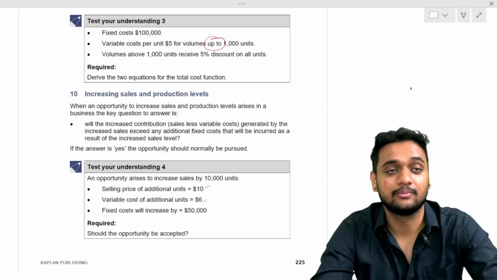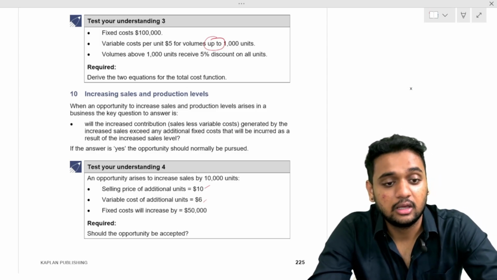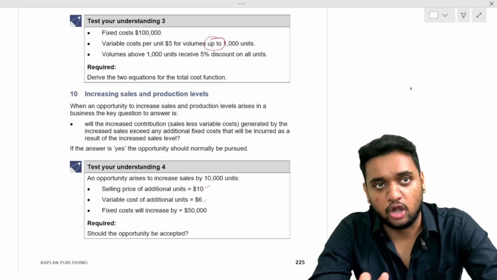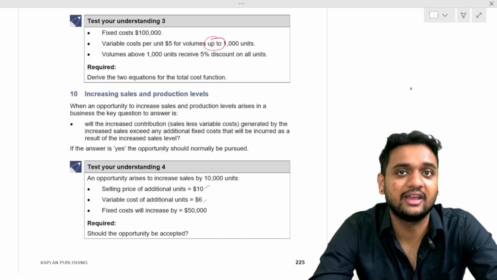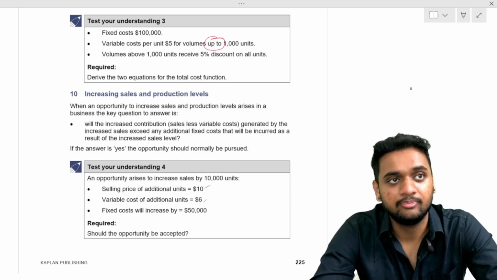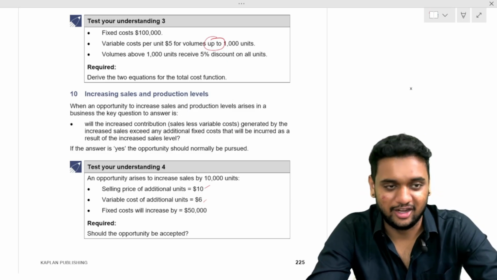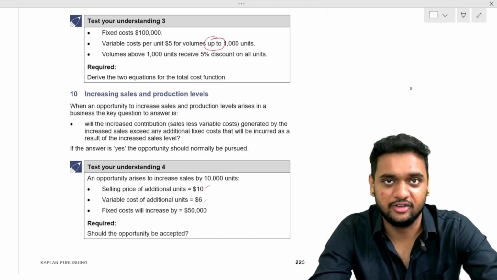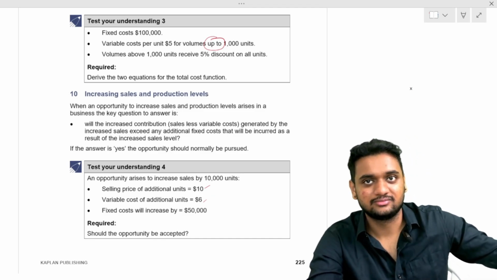Suppose in the same case, they have told our normal fixed cost is 50,000. In that case, will you accept or not? Yes, sir. Yes. Whether or not we do this, our fixed cost will be 50,000 rupees.